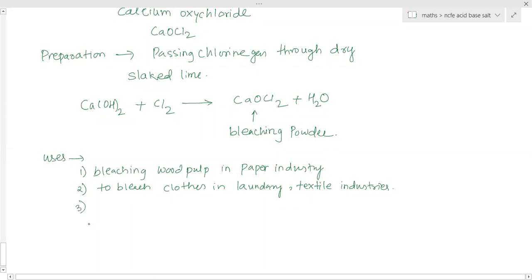Third, bleaching powder is a source of chlorine, and chlorine is used for disinfection. So it is used to disinfect drinking water or swimming pools, as it has the property of killing germs. It kills germs.